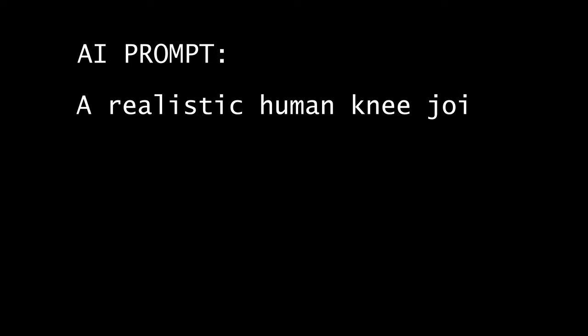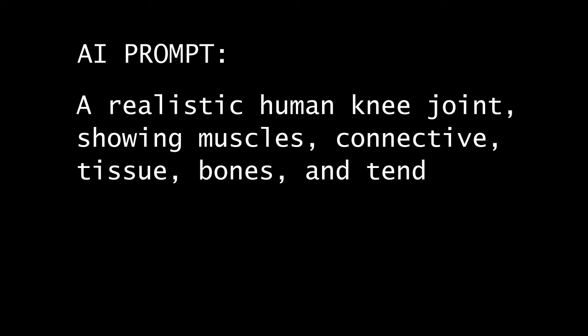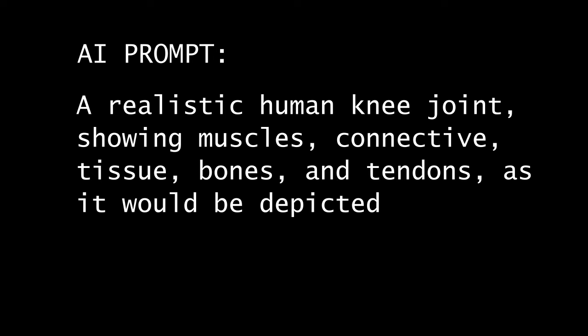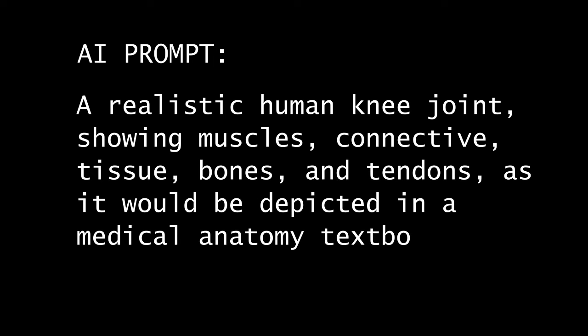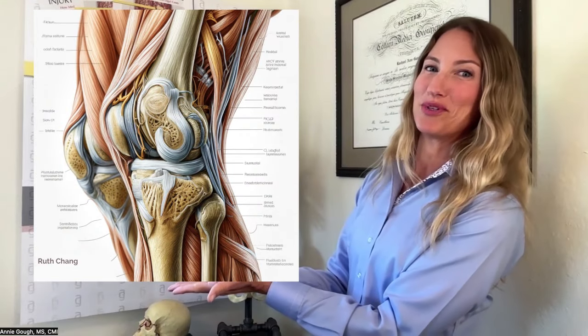So Ruth started with a prompt, as all image generators do. And this was her prompt: a realistic human knee joint showing muscles, connective tissue, bones, and tendons as it would be depicted in a medical anatomy textbook. And this is what the computer generated.